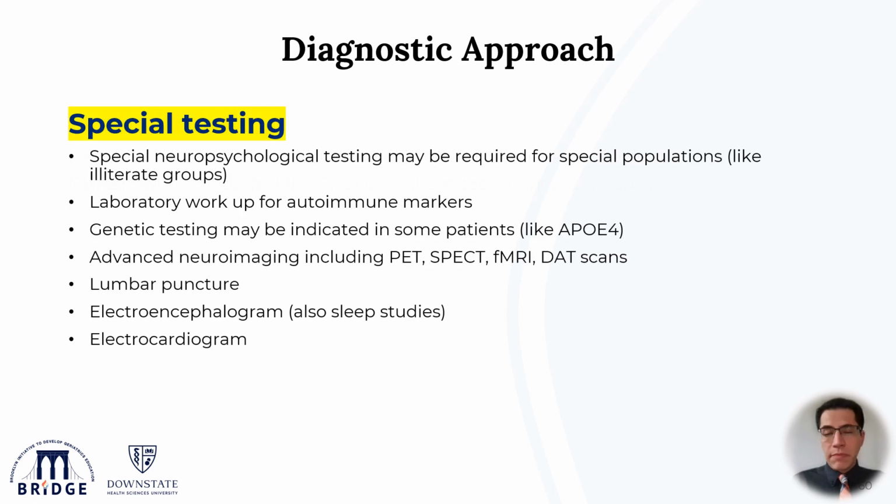So some cases will require some special testing, like special neuropsychiatric testing may be required for special populations like illiterate patients. Lab work for autoimmune markers may be indicated based on history and exam. Genetic testing may be indicated for some patients. Advanced neuroimaging like a PET scan, a SPECT scan, a functional MRI, or a DAT scan. A lumbar puncture, an EEG, and an EKG are sometimes indicated.